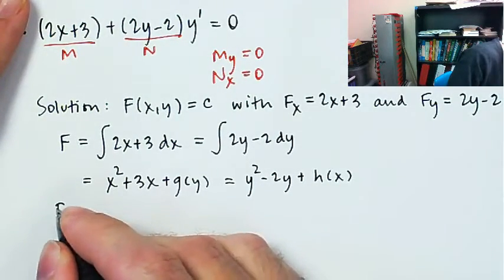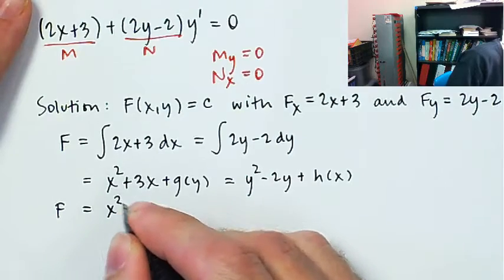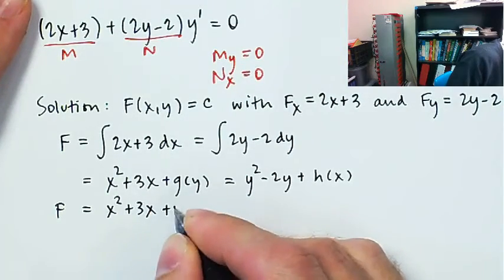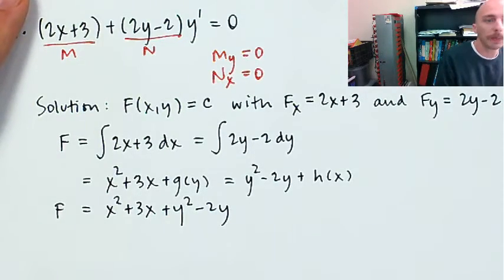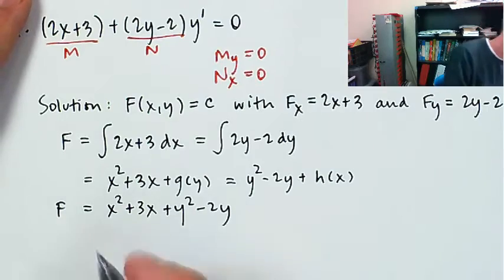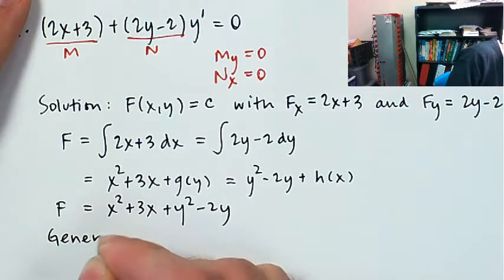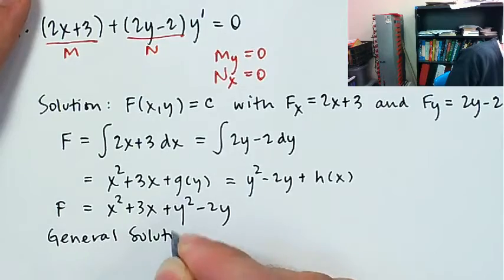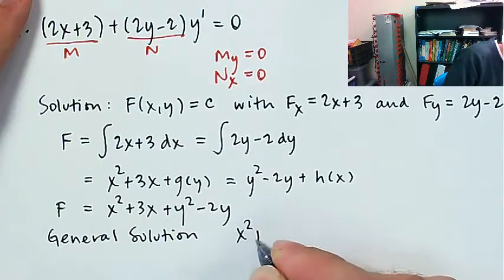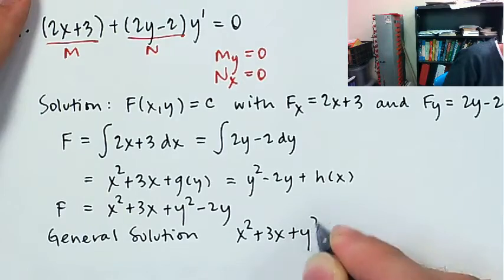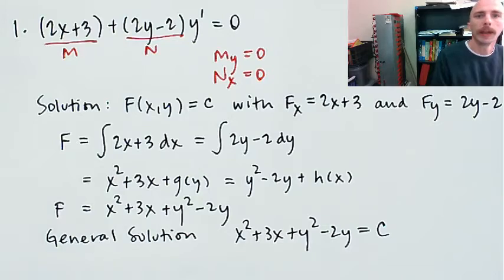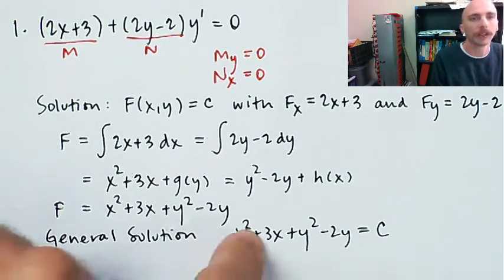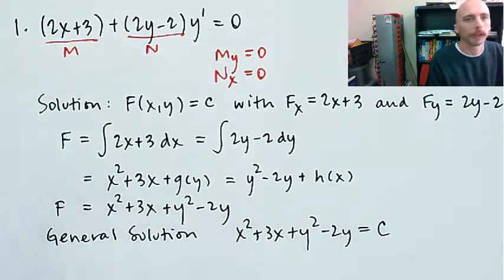So f is equal to x squared plus 3x plus y squared minus 2y. This one did not come with an initial condition, so my general solution is x squared plus 3x plus y squared minus 2y equals some constant. Had they given us an initial condition, I'd have plugged in x and y to find the value of c, and then I'd have a particular solution. All right.